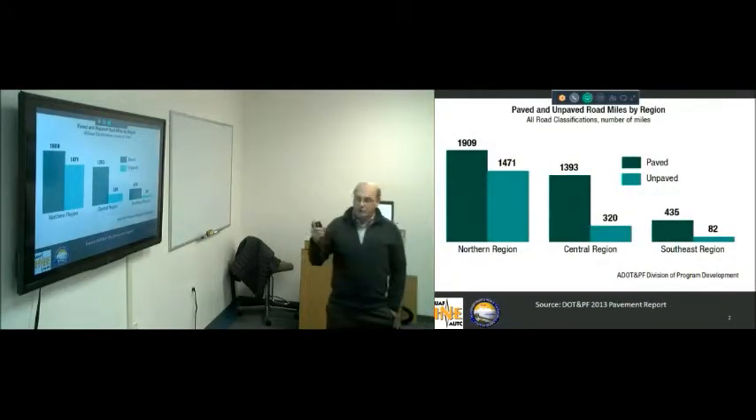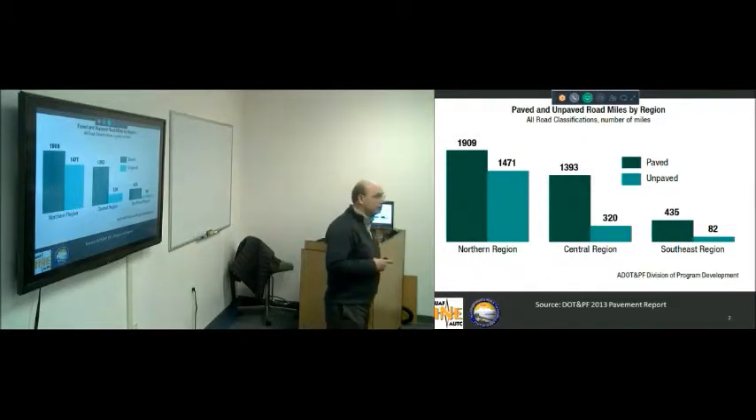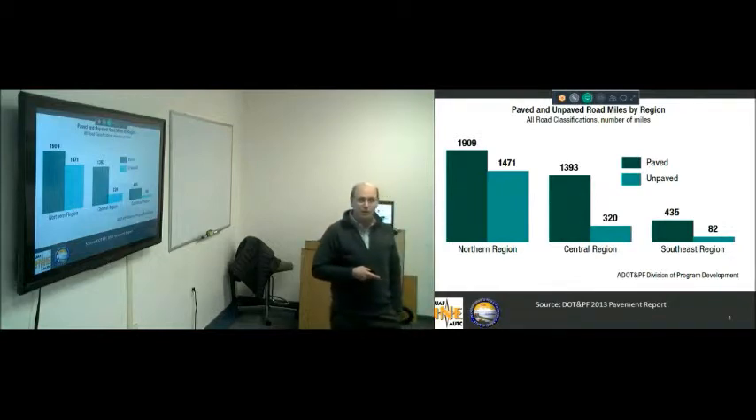It's interesting to note this distribution. We've got about 3,400 miles of pavement within the state of Alaska. About 50% of our road is unpaved. Much of that is in the northern region.